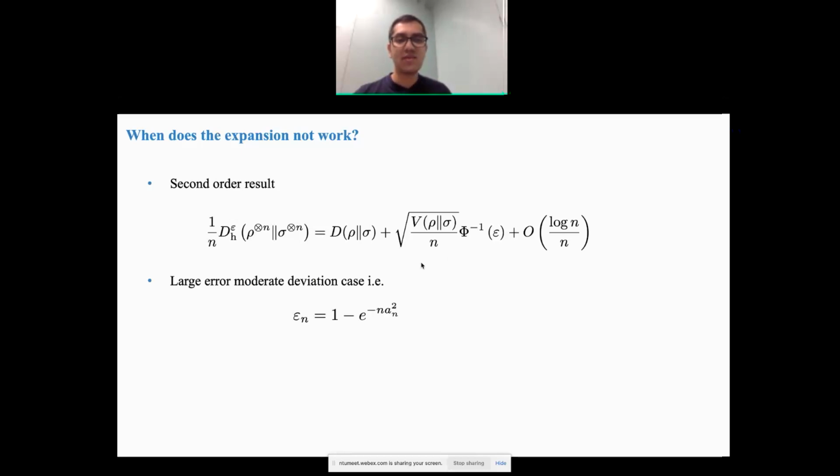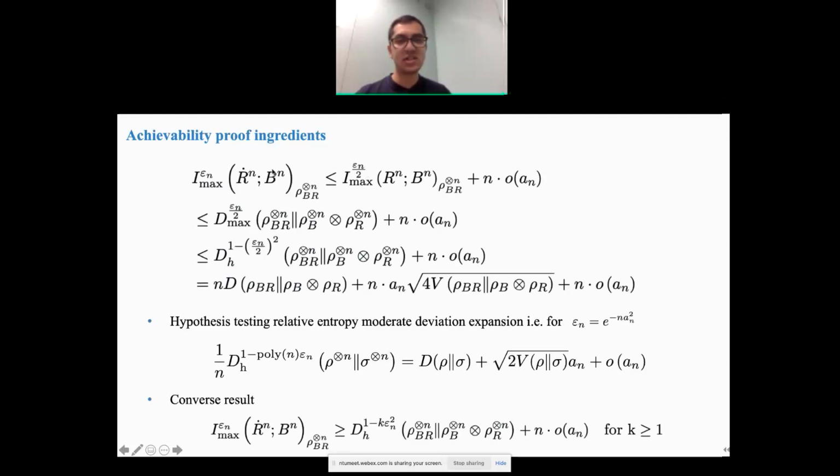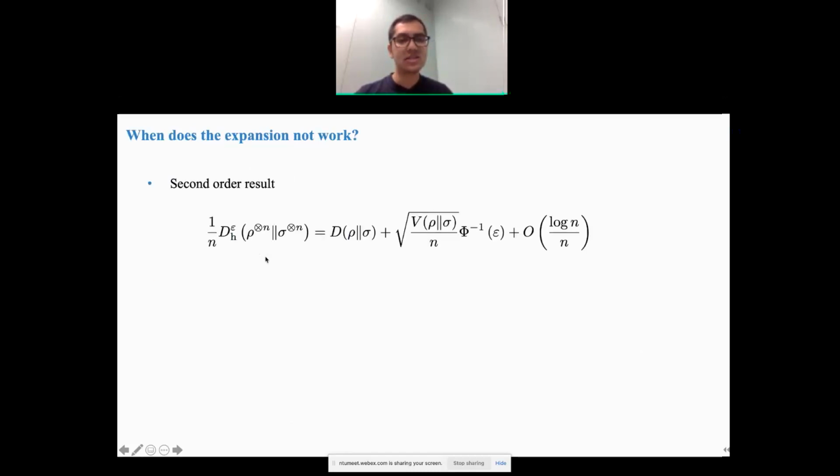Another case where we have a problem is where epsilon is large. We would also look at moderate deviation, but with large error, of this form. And here again we have problems because notice that essentially you reduce the ball by a factor of 1/2. The goal there would have been to get to a hypothesis testing relative entropy with just epsilon squared, but instead we will get a 1/4 here, so 1 minus 1/4, so you'd get a 3/4 up here. So that also doesn't work very well.